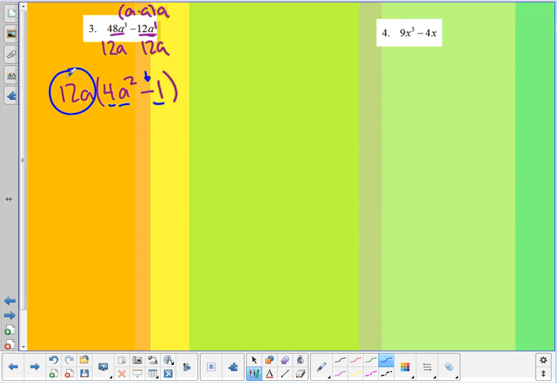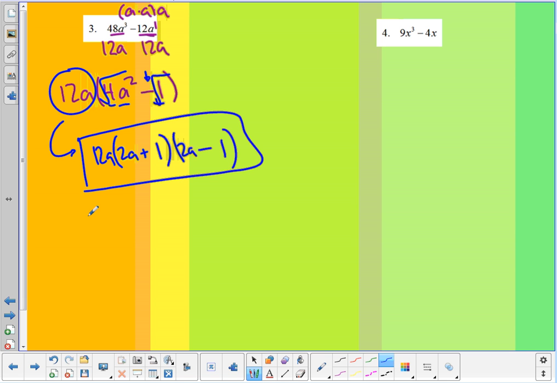So this 12a is just going to be in front of the factored form, and then I have the plus and minus pattern, plus, minus, and take the square root. Square root of 4 is 2, square root of a squared is a. Take the square root of 1, and it's just 1. So 2a plus 1, 2a minus 1, with that 12a out front. That's my factored form. Let's try number 4.